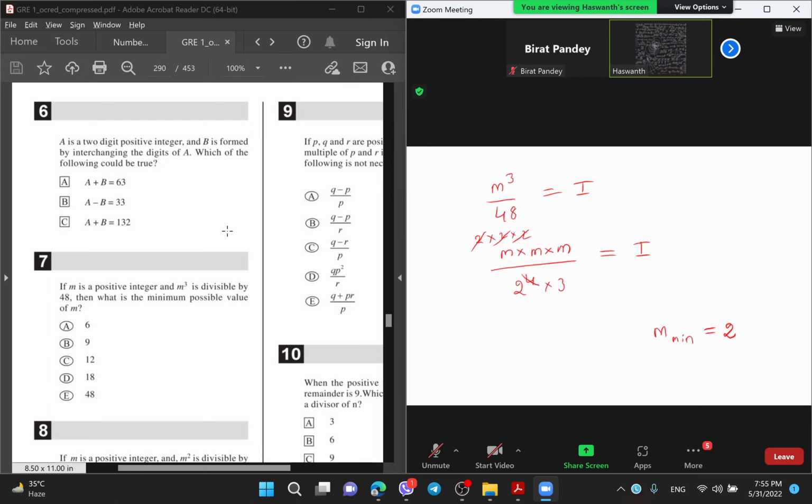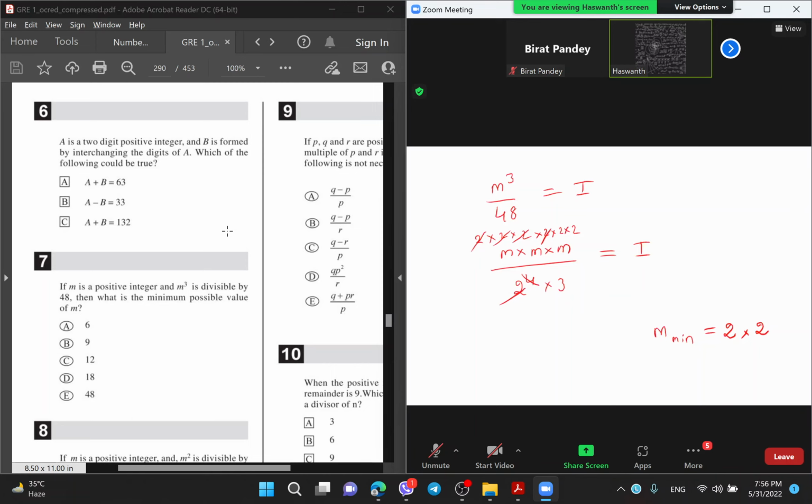Because 1 2 is not enough, then m cube will have only 3 2's, but there are 4 2's. There is one more 2 left. To cancel that, m should have one more 2 in it. Then m cube will have 3 more 2's. Because if m has 2 2's, 2 square, m cube, 2 square whole cube will have 6 2's. So now we can cancel 4 2's. 2's are completely cancelled. Now we have to cancel 3.